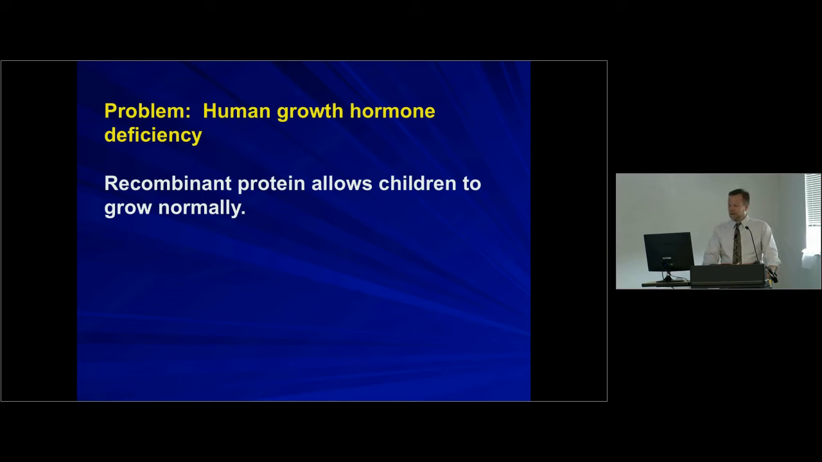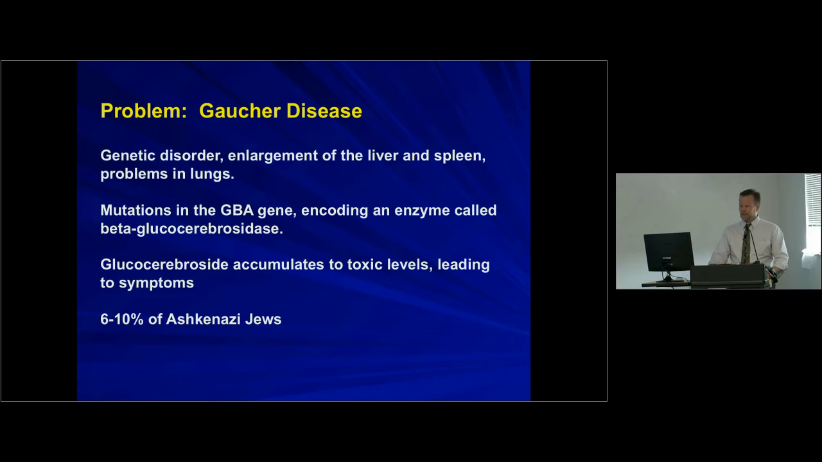There's another really interesting one that we don't really talk about, but this is Gaucher disease. Gaucher disease is a genetic disorder that eventually causes an accumulation of toxins in the body. It leads to an enlargement of the liver and spleen. It's most common amongst Ashkenazi Jews. It's a mutation in a gene called beta glucocerebrosidase. Glucocerebroside is a compound that's toxic to the body and causes these symptoms, and it's normally detoxified by beta glucocerebrosidase.